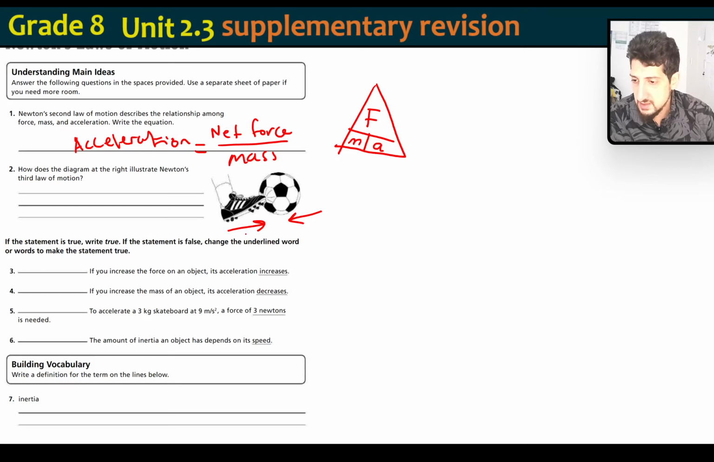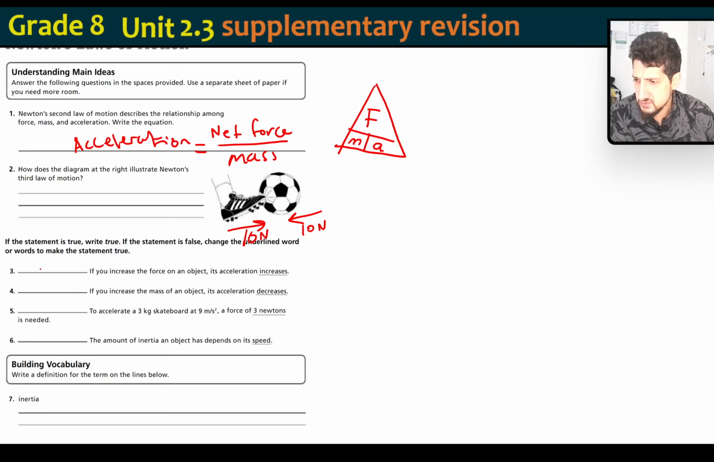So let's say the foot is exerting a force of 10 newtons, then the ball will be exerting a force of 10 newtons in the opposite direction on the foot. So that's all you have to say there, that there's an equal and opposite force. For every action there is an equal and opposite reaction. So if the foot is exerting a force on the ball, then the ball is exerting an equal force on the foot.